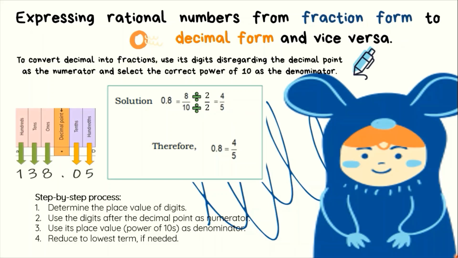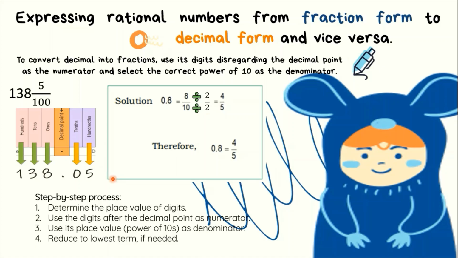Magbigay tayo ng isa pang example, 138.05. Paano naman natin ito gagawing fraction? Importante na alam natin yung kanyang decimal places. Gagawin lamang natin yung same process that we did earlier. 138, alam natin sila ay whole numbers. Ito ang kanyang corresponding place values, kada number. Ito rin naman ang corresponding na place value ni 0 at 5.